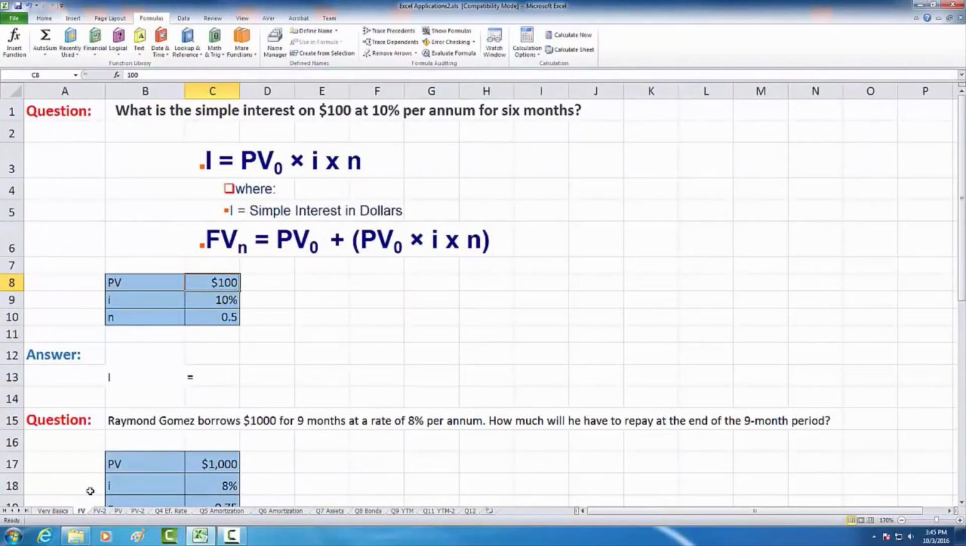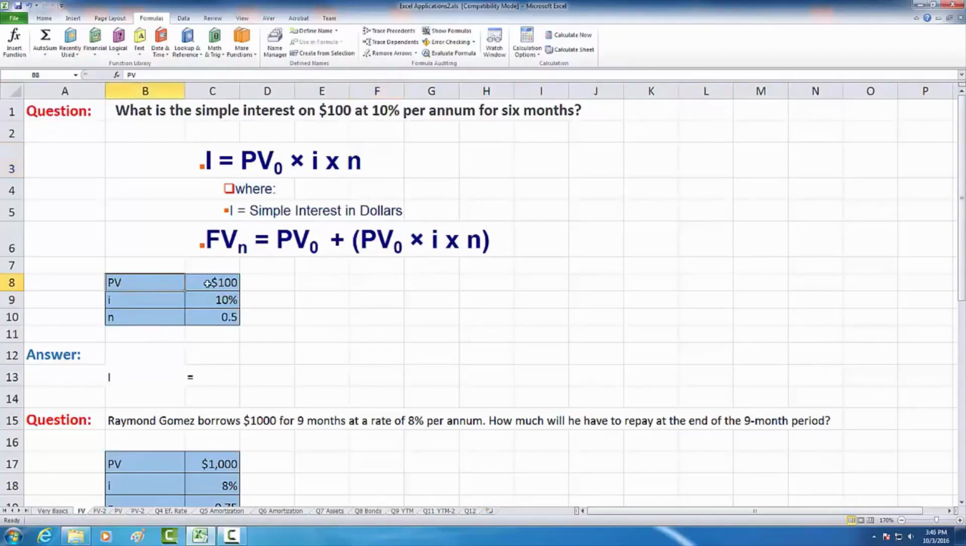What's the simple interest on $100 at 10% per annum for 6 months? As you may remember from your book, this is the interest formula. Interest is equal to present value times the interest rate I times n. N is the number of periods. It only asks us to calculate the interest.